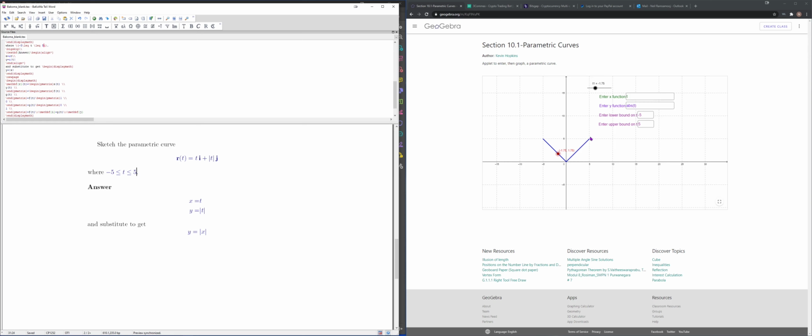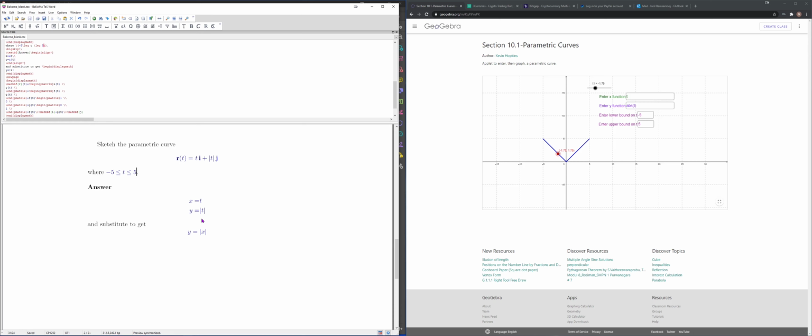The software will graph it for you, but how do we get an idea if we don't have the software? Remember, this is in vector form. It means that x is equal to t and y is equal to mod t.